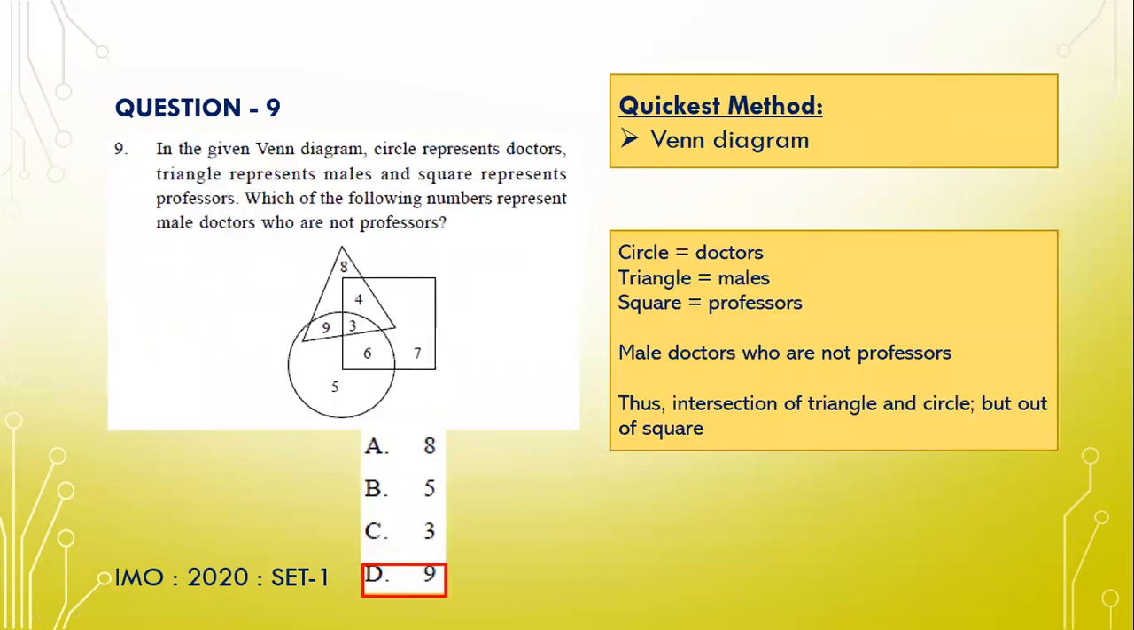In the given Venn diagram, circle represents doctors, triangle represents males, and square represents professors. Which of the following numbers represent male doctors who are not professors? So circle is doctors, triangle is males, and square is professors. Male doctors who are not professors. So intersection of circle and triangle but out of the square. What is that? It is 9, isn't it? Intersection of circle and triangle but out of square, it is 9.